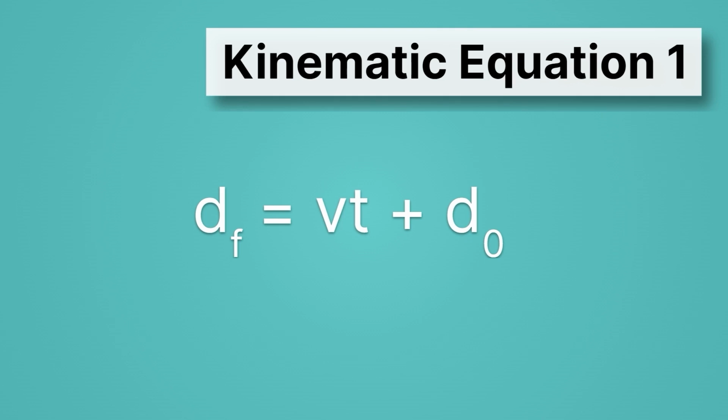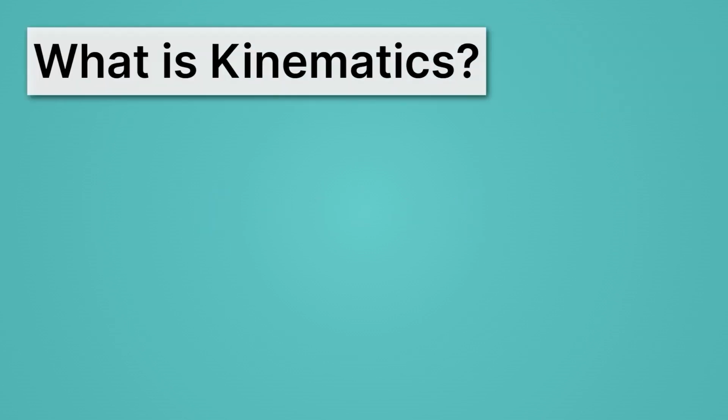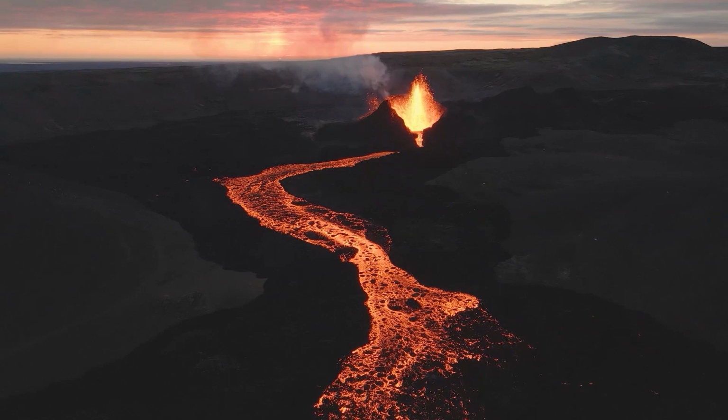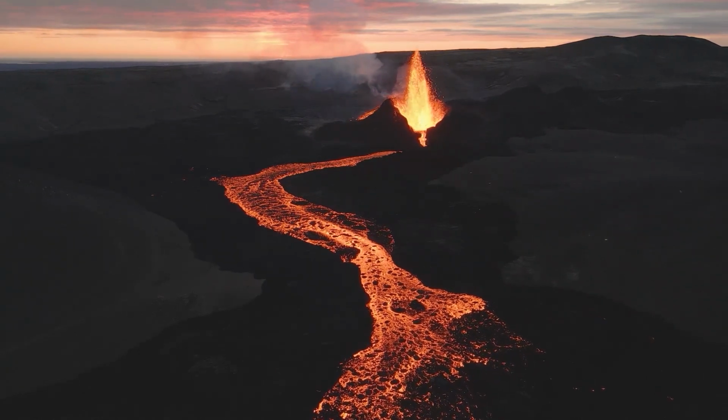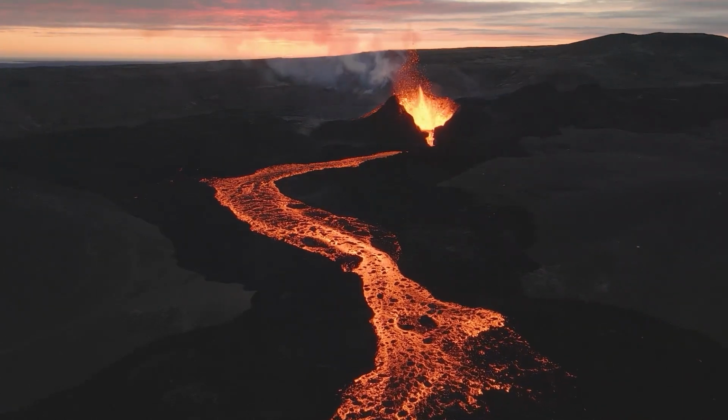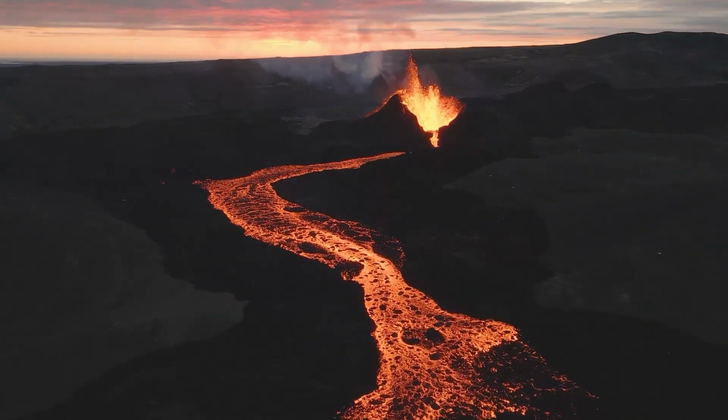Now, all of this may have you wondering, what in the world is kinematics anyway? Great question. Kinematics is describing motion with mathematical equations. And once we've done that in one dimension, we'll build to more complicated circumstances, like the motion of this hot liquid magma as it flies from the top of the volcano. Where will it land? Will it hit us?